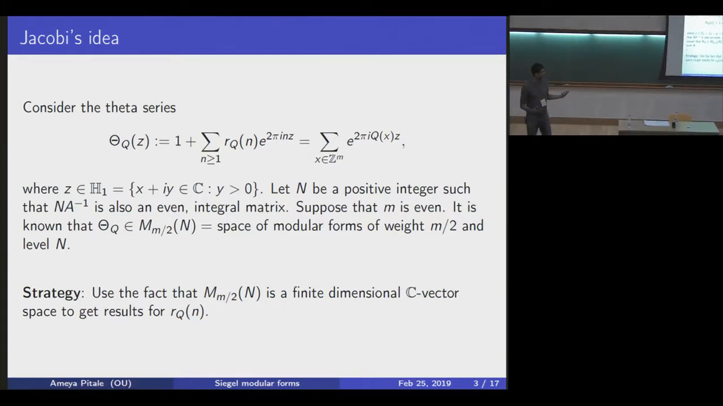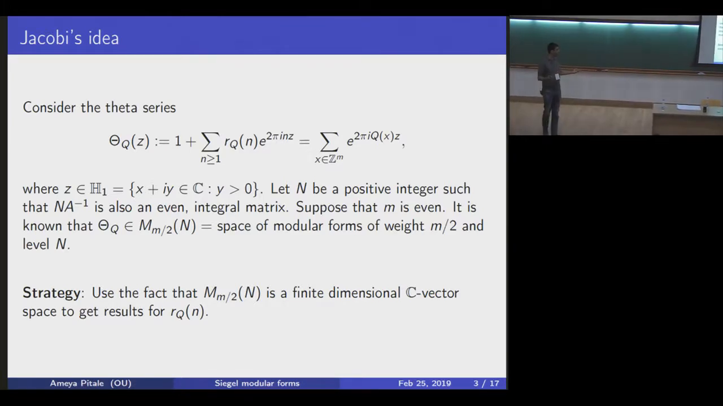In particular, you can show Lagrange's theorem, which says that every integer can be written as a sum of 4 squares. You get it automatically out of something like this. So this is a good idea, and this is a good motivation for modular forms.